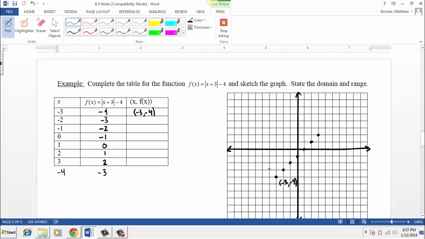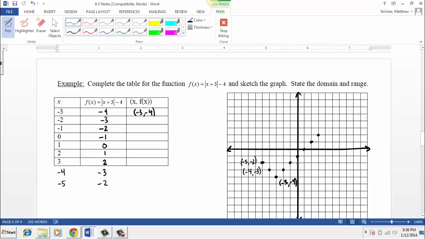So we have negative 4, negative 3. Now we're starting to go in the right direction here. Starting to see that V shape happen. So maybe one more value, negative 5. If I plug negative 5 in, negative 5 plus 3 is negative 2. The absolute value of negative 2 is positive 2, and 2 minus 4 is negative 2. So we have negative 5, negative 2.